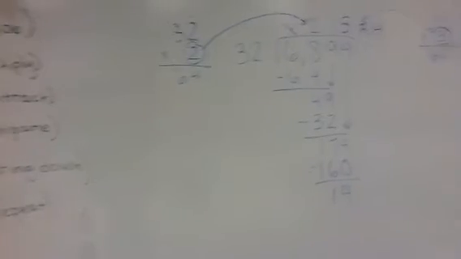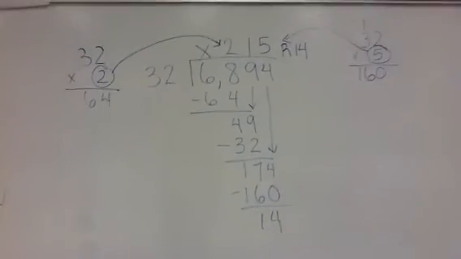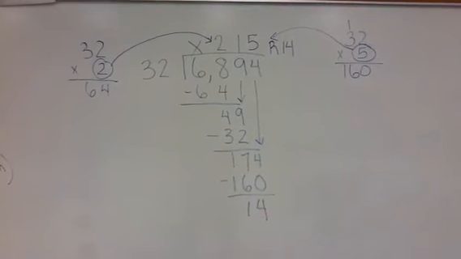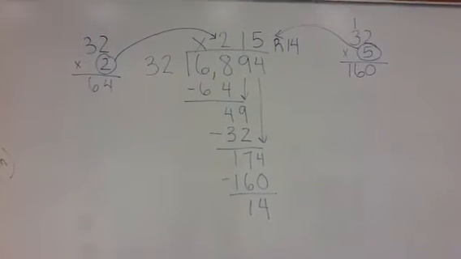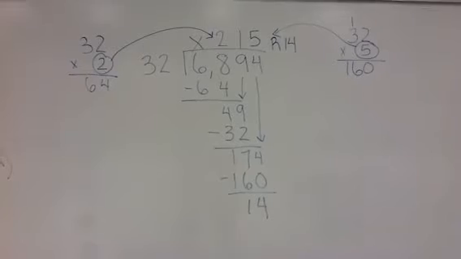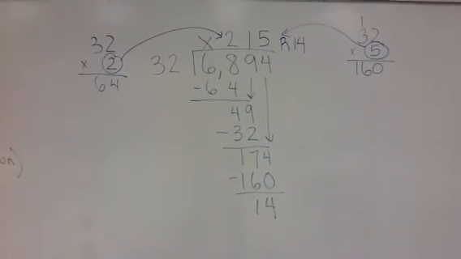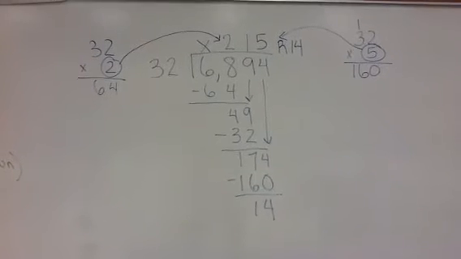Over here I've written out a problem that shows all of the steps. 6,894 divided by 32. I checked to see if 32 can go into 6. It can't, so I see if it can go into 68. As you can see above the 6 I wrote an X because 32 can't go into 6.